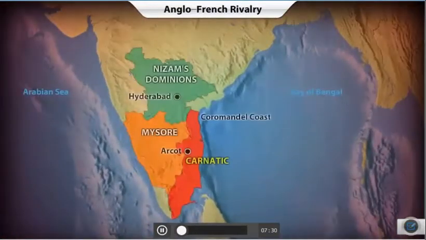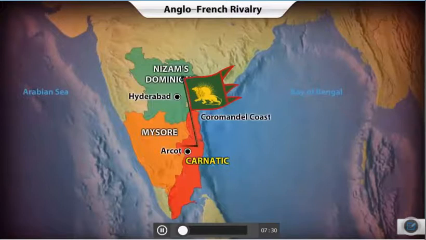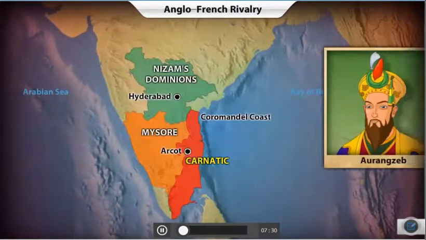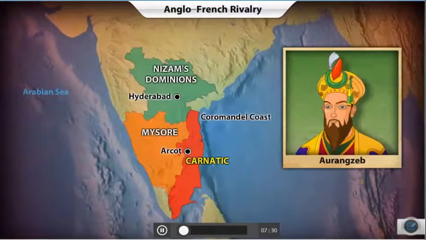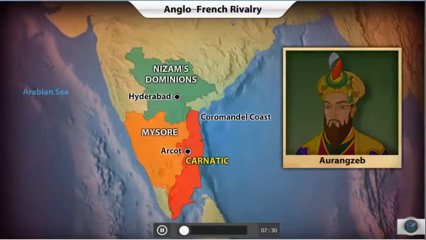The land along the Coromandel coast and its hinterland in southern India was known as Carnatic. It was initially under the Mughal administration. However, after the death of Aurangzeb in 1707, the Nawab of Arcot announced his independence and assumed power over the Carnatic region.